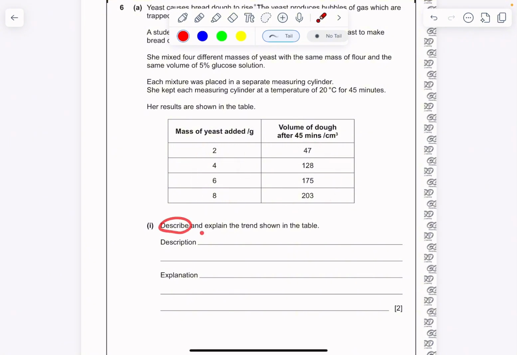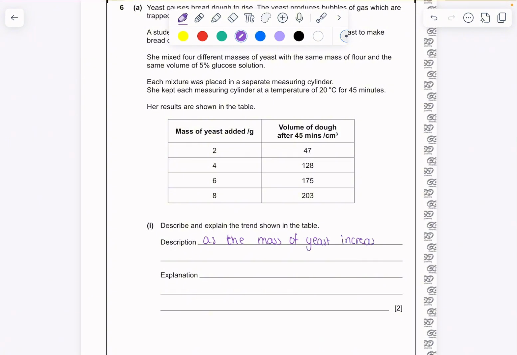So your first question says describe and explain. So describe really just what do you see. So always using these words increase and decrease, whichever one applies. In this case you would say as the mass of yeast increased, the volume of dough also increased.